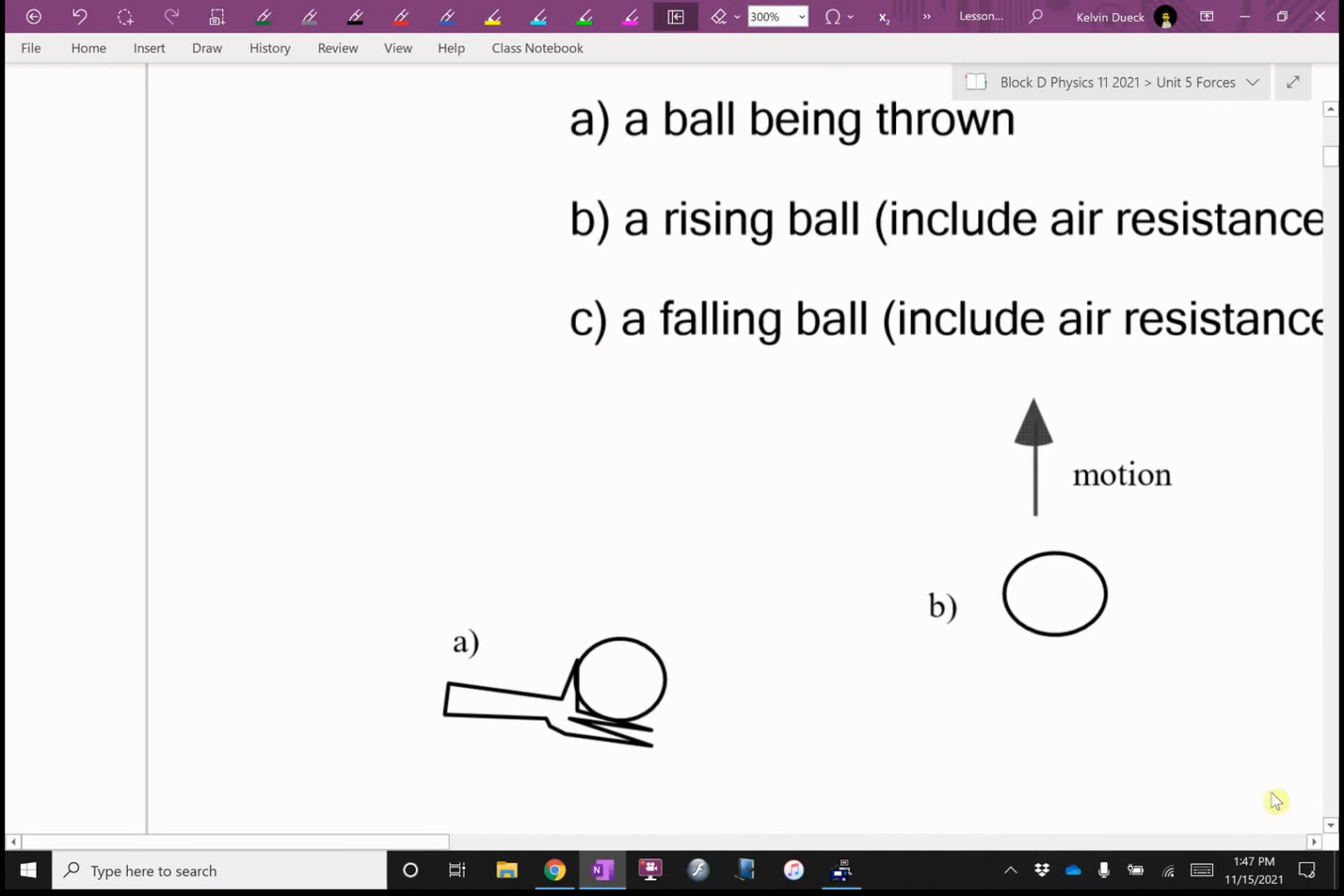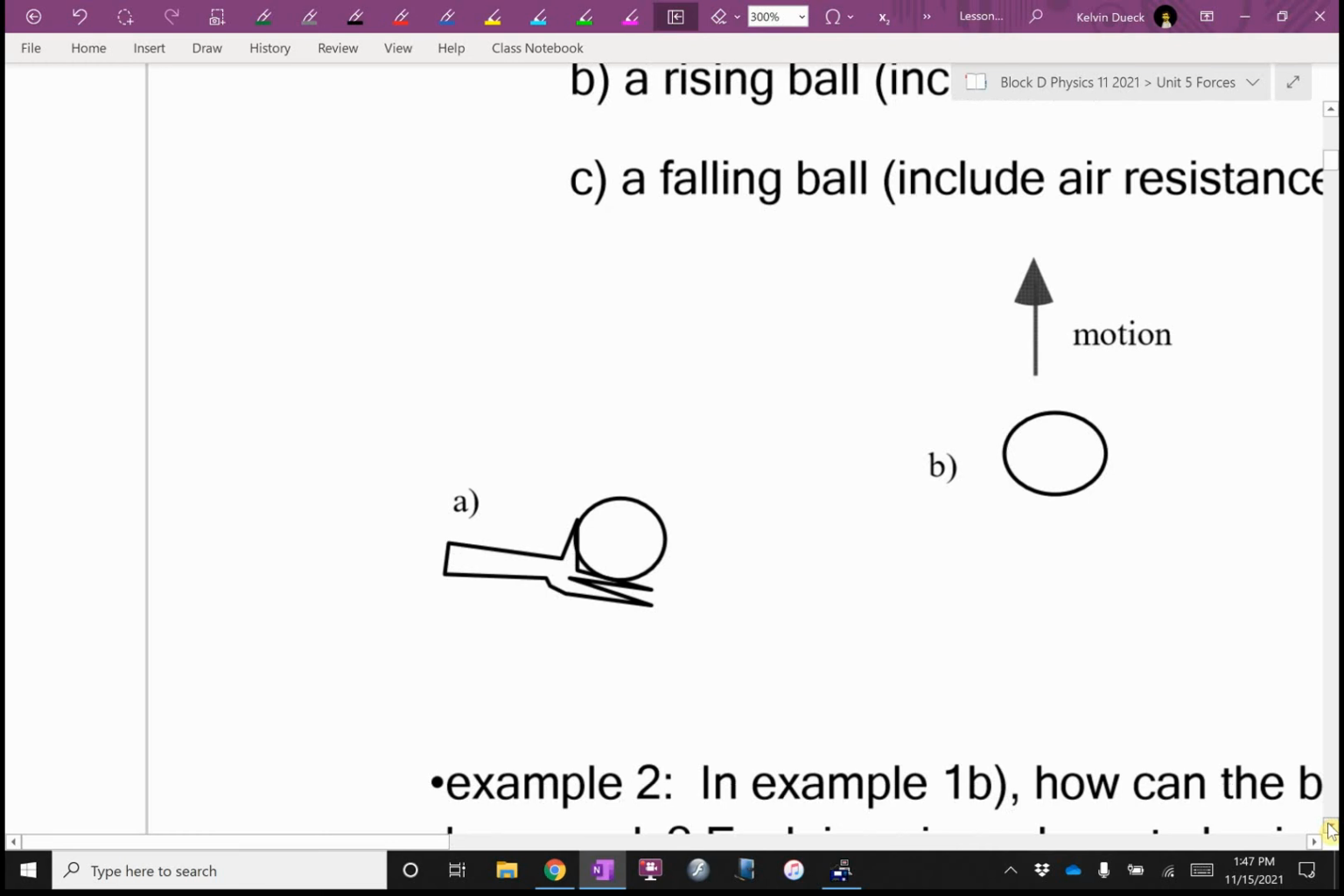While it's in my hand, while I'm throwing it, what are the forces acting on it? Oh, wait a minute. Did they give me a picture? Rather than do a completely separate free body diagram, I'm going to be lazy and just label my picture. Is that okay? So, what are the forces acting on it? Get the obvious one. Definitely.